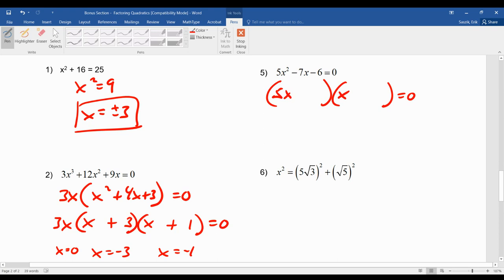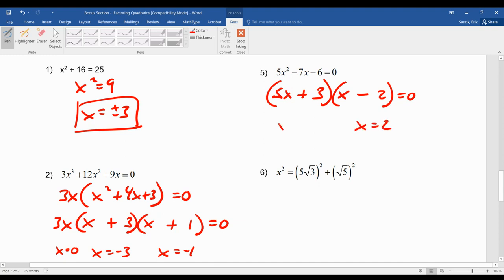It doesn't make 7. But if I do 3 and 2, now it does matter where you put the 3 and the 2. If I put 3 here, I get 15 and 2. That's not going to make 7. But if I do it like this, you see I get 10 and 3. Signs are different. Make the bigger one negative. So we got negative 10x and positive 3x, which is negative 7x. I'm good. My factoring's excellent.